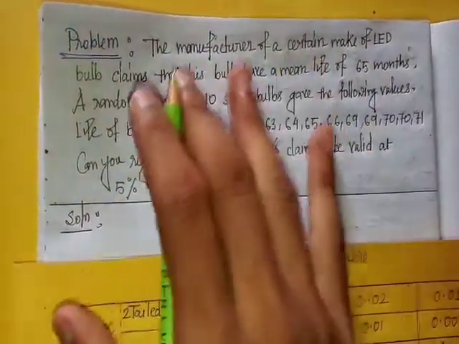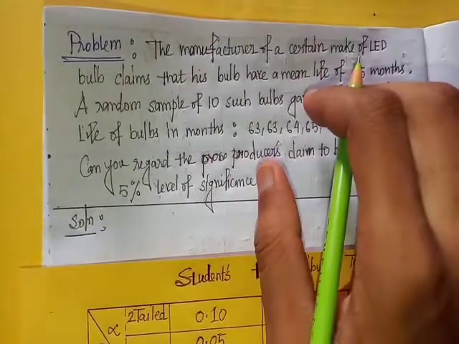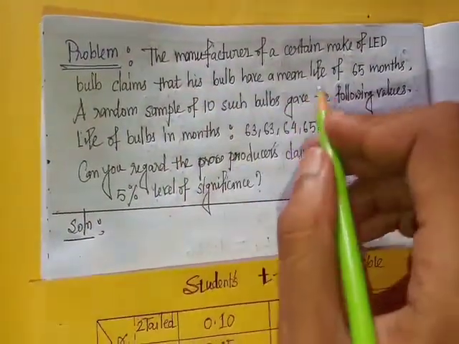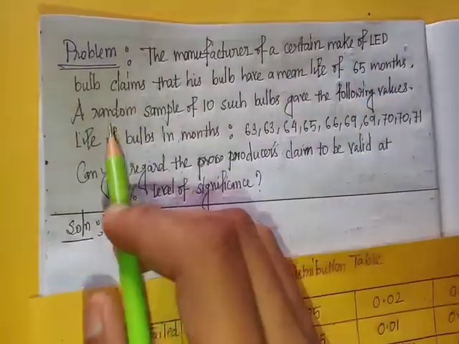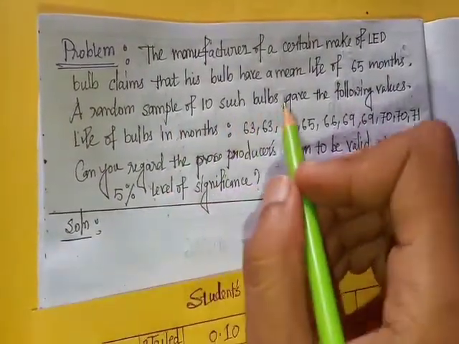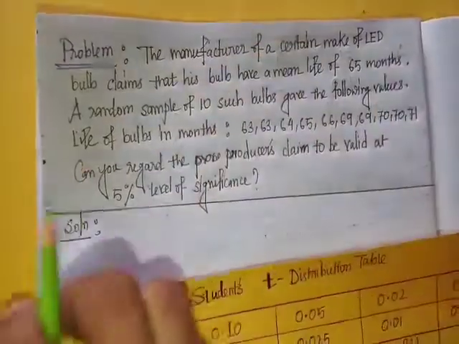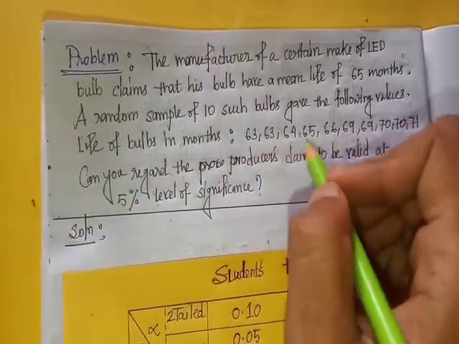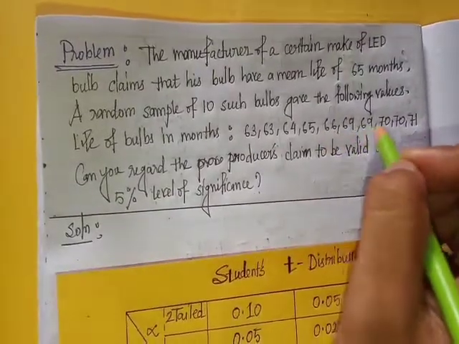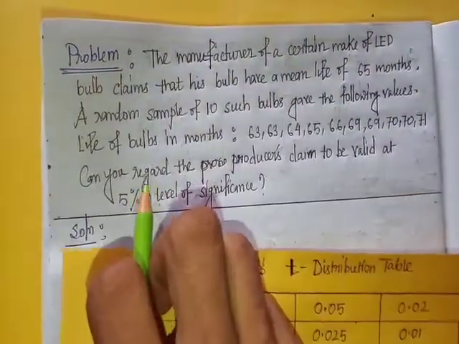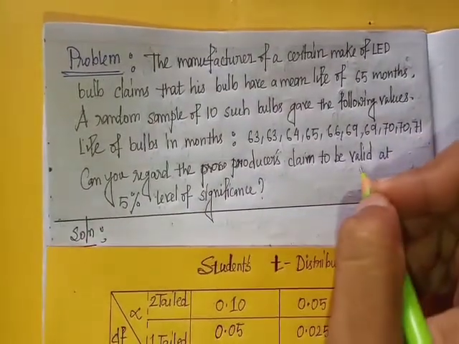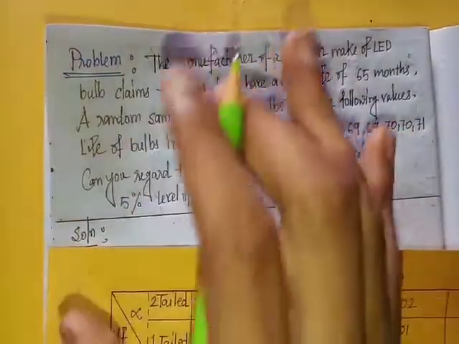Again I repeat, the manufacturer of a certain make of LED bulb claims that his bulbs have a mean life of 65 months. A random sample of 10 such bulbs gave the following values. Life of bulbs in months: 63, 64, 65, 66, 69, 70, 71. Can you regard the producer's claim to be valid at 5% level of significance?